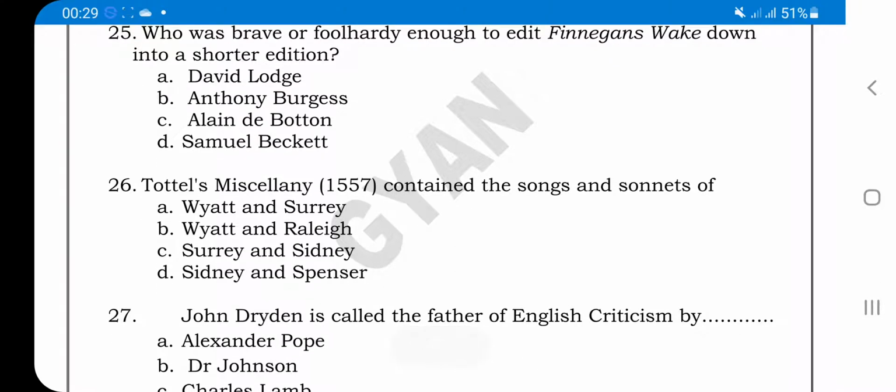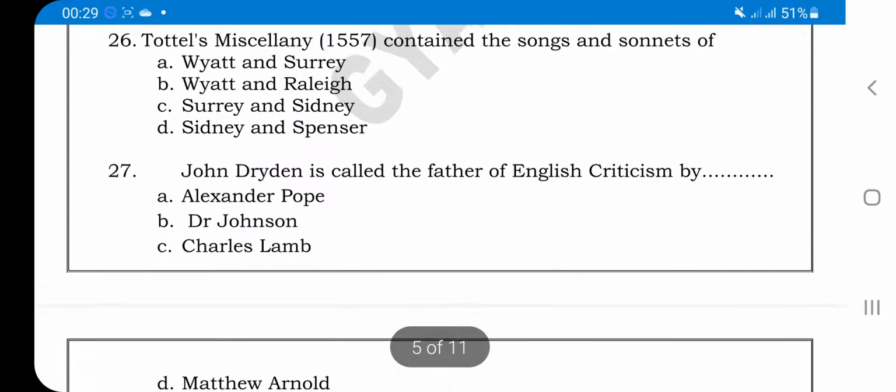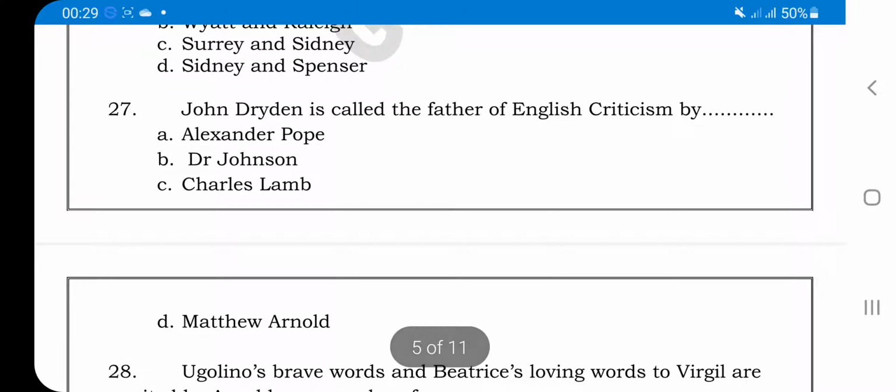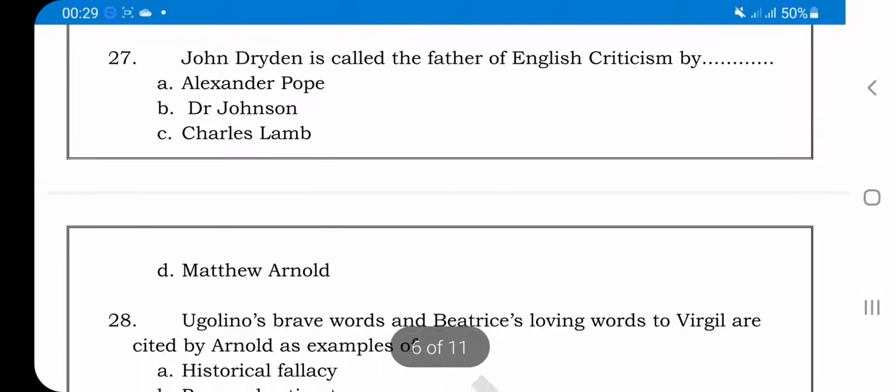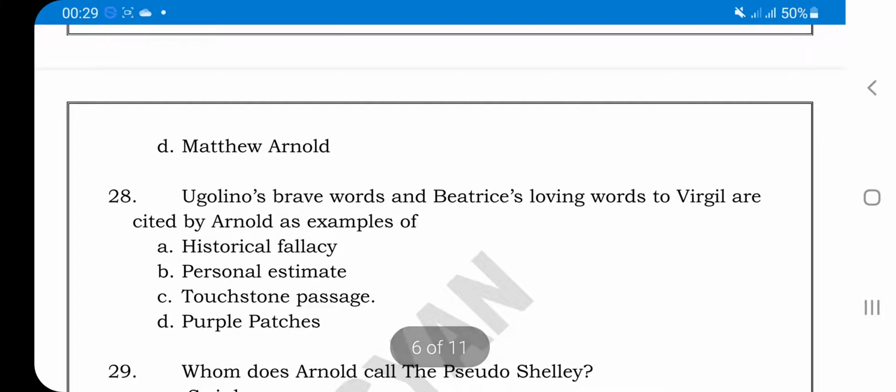Now, Tottel's Miscellany belongs to whom? And this is quite simple. I don't think you will be in trouble. Now, who called John Dryden father of English criticism? And I don't think you will be in trouble by this one. And it is D. I'm quite sure.